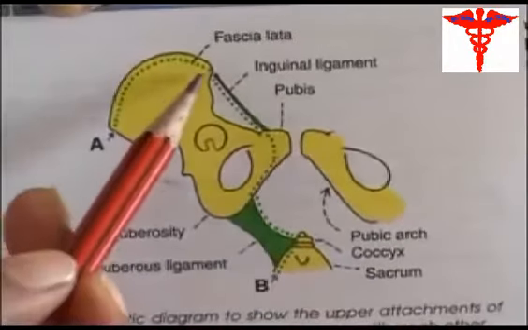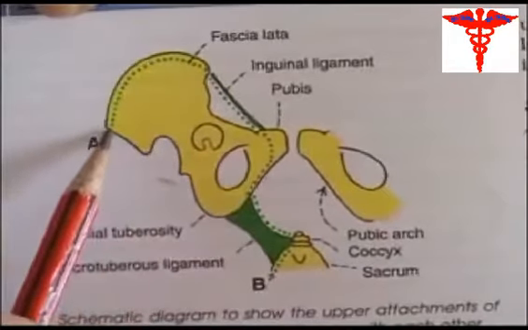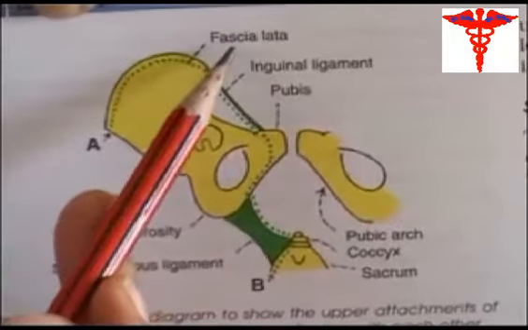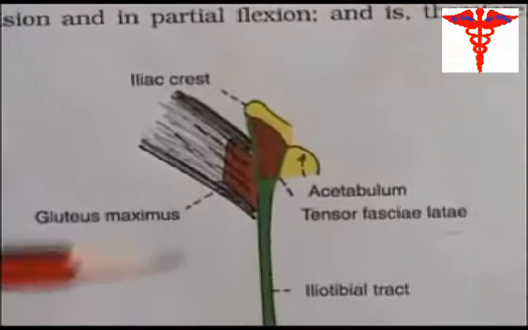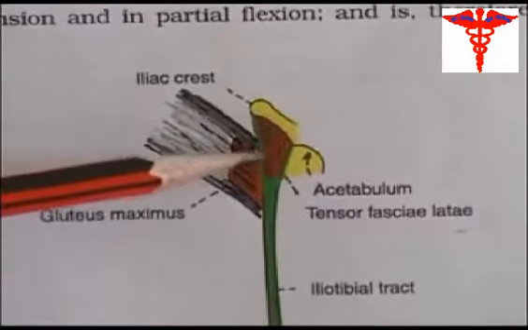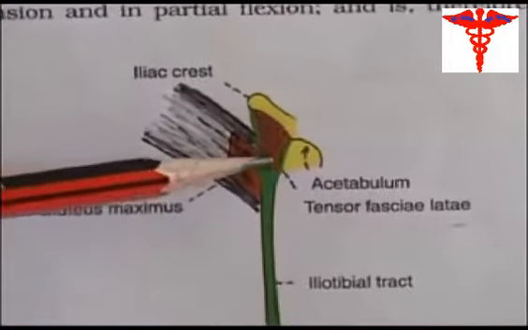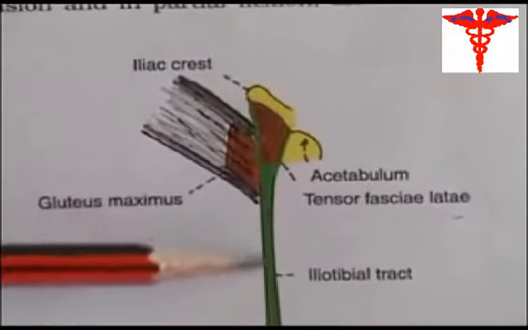The ventral segment of the iliac crest. The outer lip of the iliac crest gives attachment to the fascia lata in its whole extent. The outer lip of the iliac crest also gives origin to tensor fascia lata in front of the tubercle of the iliac crest. It gets inserted into the iliotibial tract.